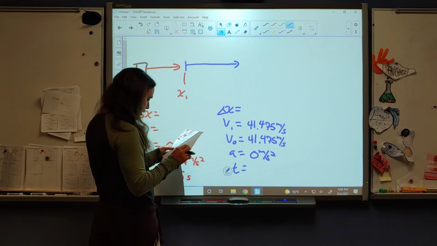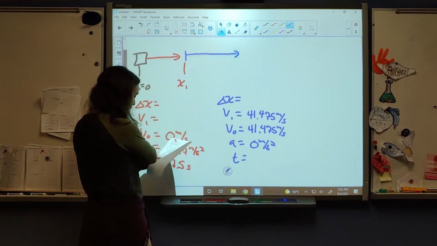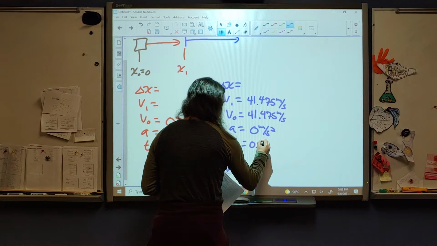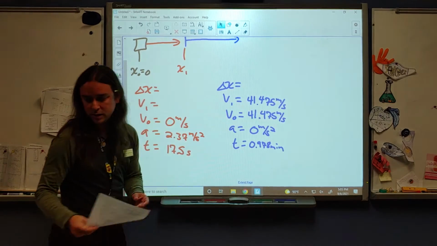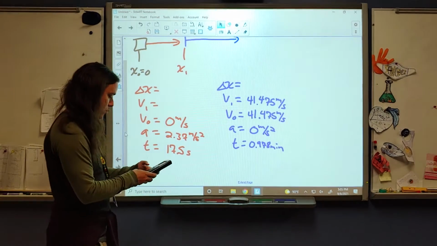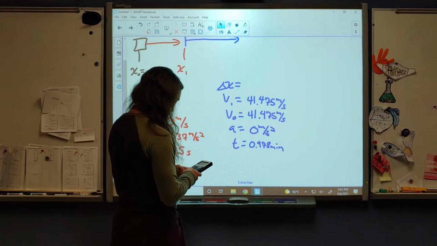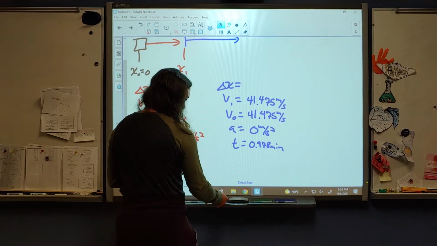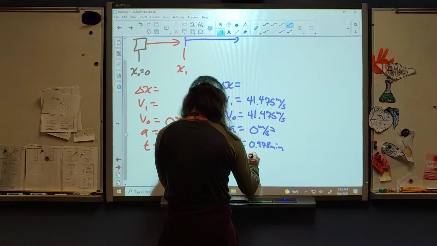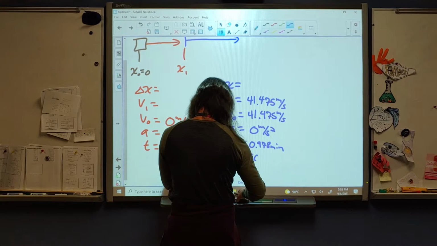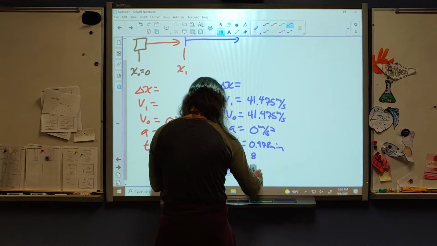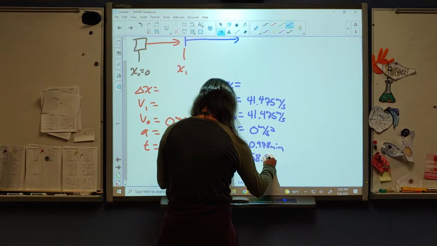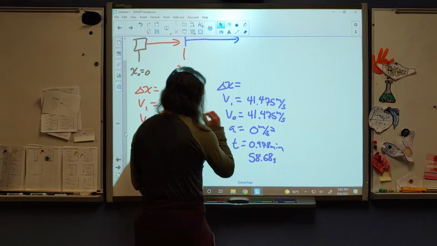Okay, and they do this for the next 0.978 minutes, which I'm going to take a moment and go ahead and convert that now. So 0.978 times 60, and that gives us a time period of 58, sorry, it's been a long day, 58.68 seconds. Okay.